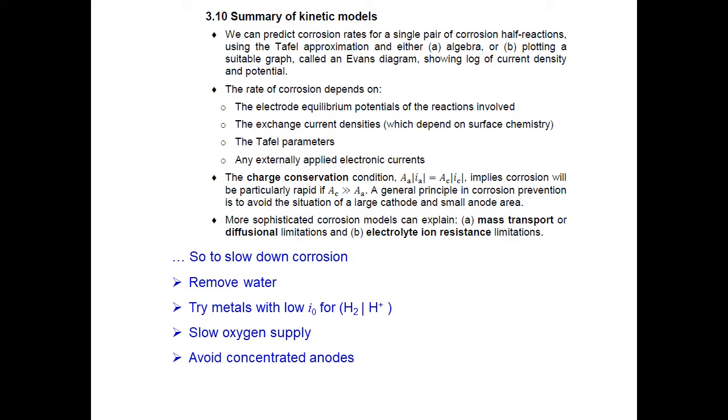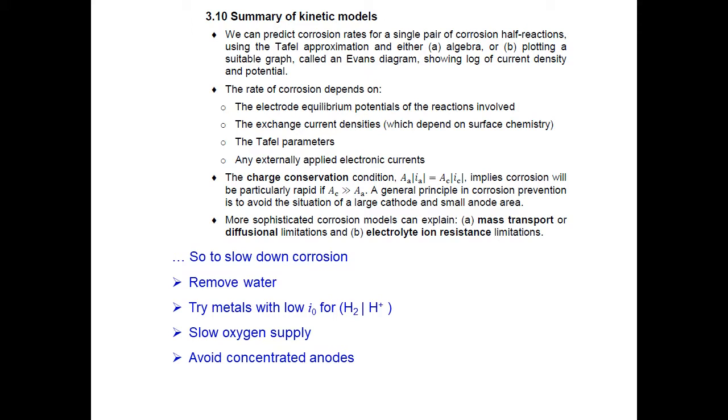Okay. Section 3.10 is a recap of what we have learned from the algebra of corrosion kinetics. There's a few comments to make. If I want to slow down corrosion, what can I do? So I can remove water. I can avoid being in the situation where I have to do electrochemical corrosion speed calculations at all. More likely, I can try metals which have a low exchange current density for, say, the proton discharge reaction. For example, zinc is typically used as a coating because it has a low exchange current density for the hydrogen reaction.